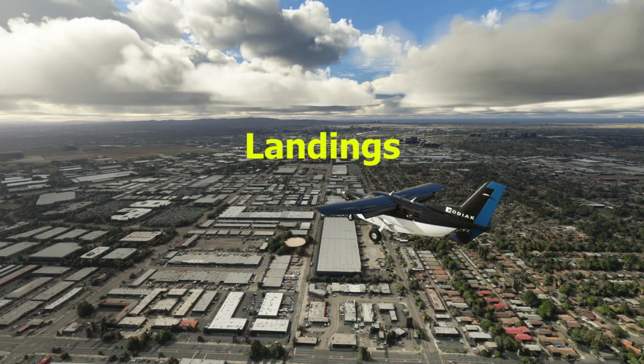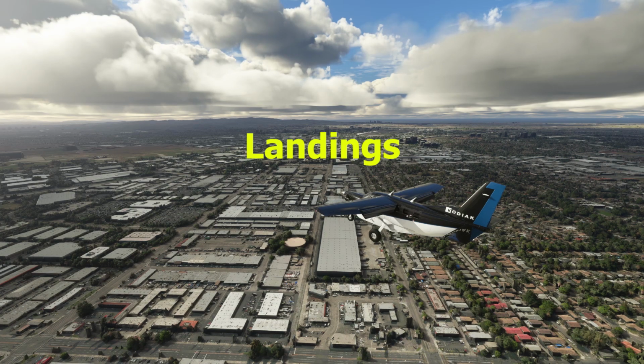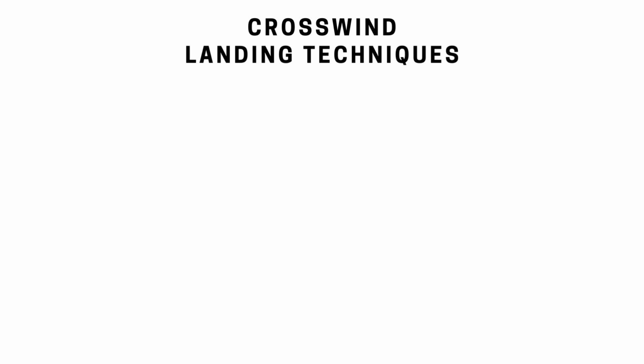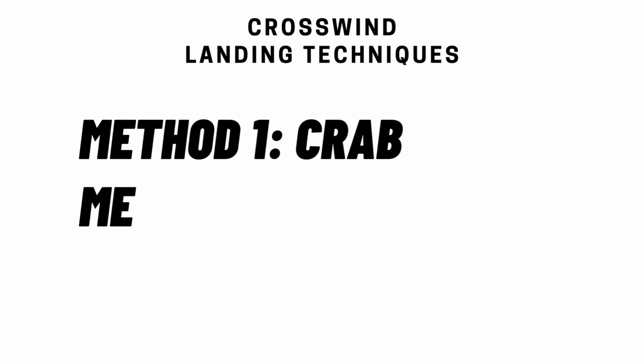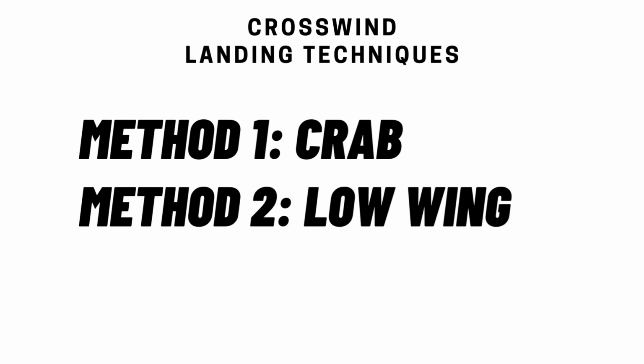What about landings in crosswind? That's where the real challenge comes in. It's certainly one of the hardest things that you can do in the Kodiak, is get it down smoothly in a strong crosswind. Essentially, there are two types of crosswind landing technique. There's the first method, which is crab, and the second method is low wing.